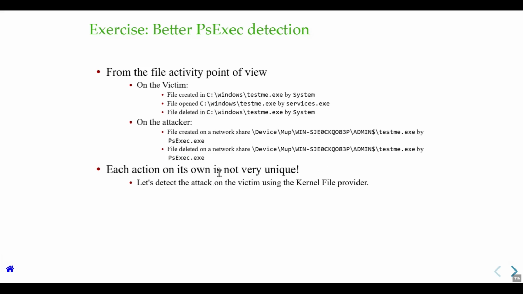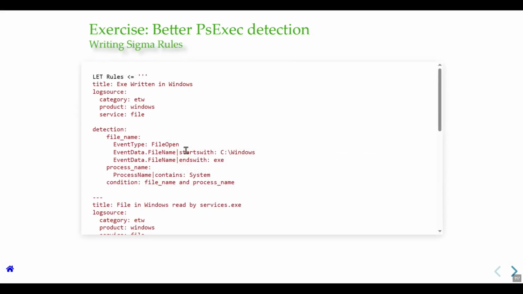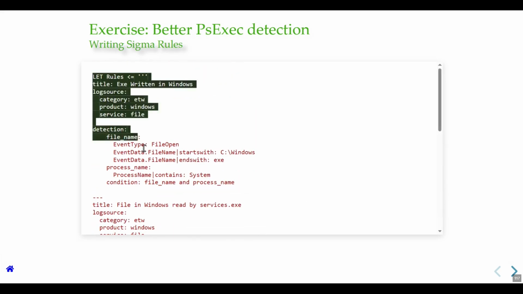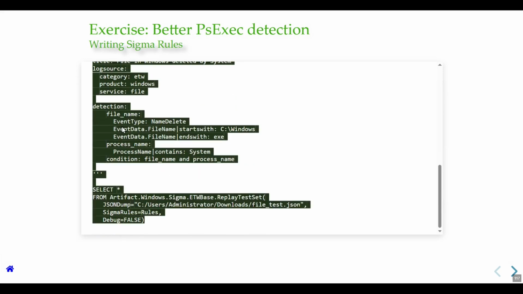Now, each action on its own is not super unique, right? When you think about it, files written by system happens all the time. Files opened by services, I mean, every service literally is opening its service file, so it's really not that unusual. And files deleted by system, maybe that's a little bit unusual, but it happens during upgrades and things like that, so it's not that unusual. But let's detect all of these attacks, right? So we could just copy these rules.